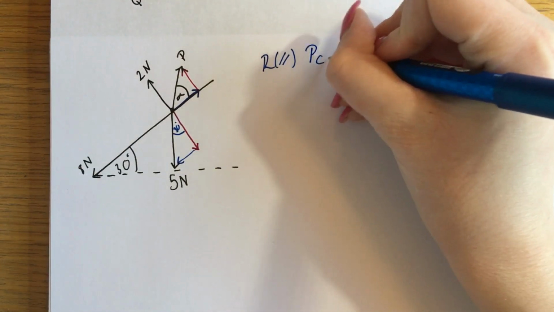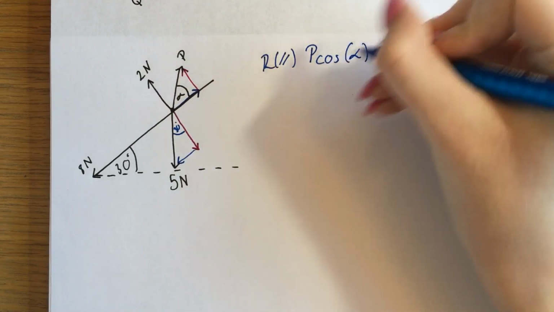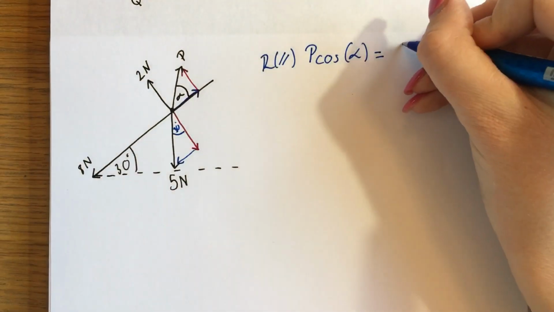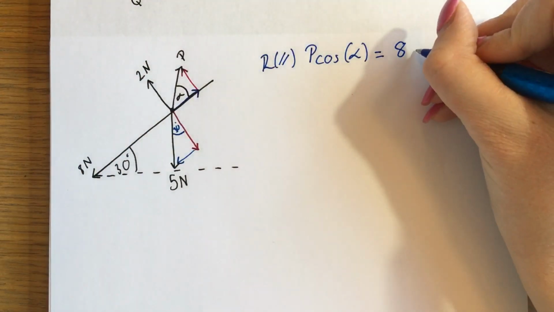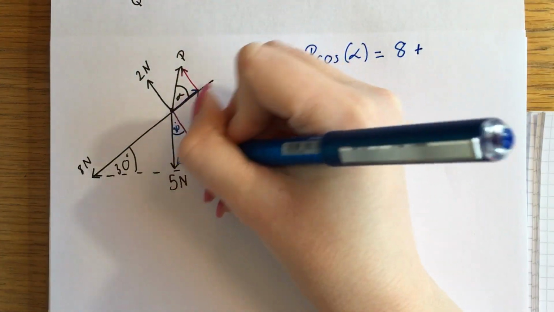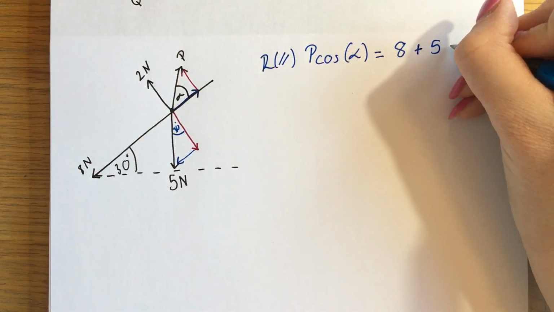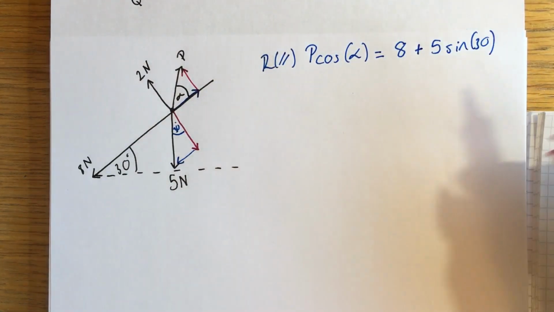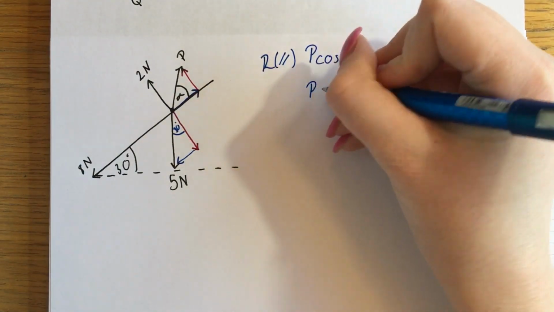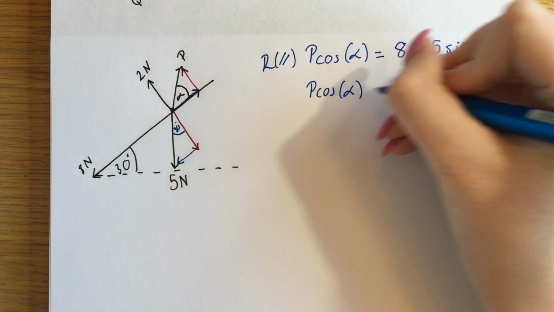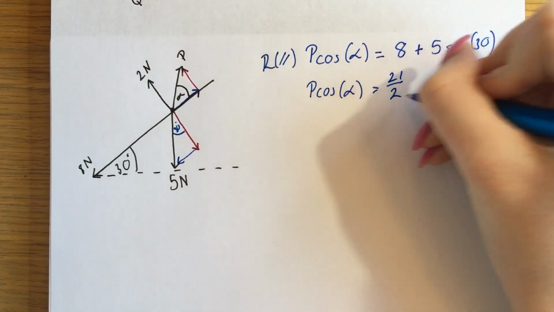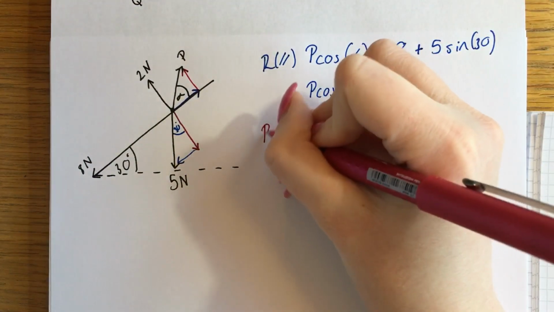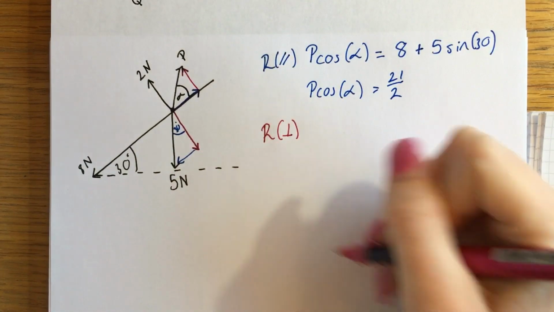So parallel, P cos alpha is going to be equal to that force of 8 newtons acting down the plane plus 5 sine 30. Now luckily sine 30 is a really nice one, so I just type all this into my calculator. P cos alpha is 21 over 2. Can't do anything with that information right now, so I'm just going to resolve perpendicular to the plane.